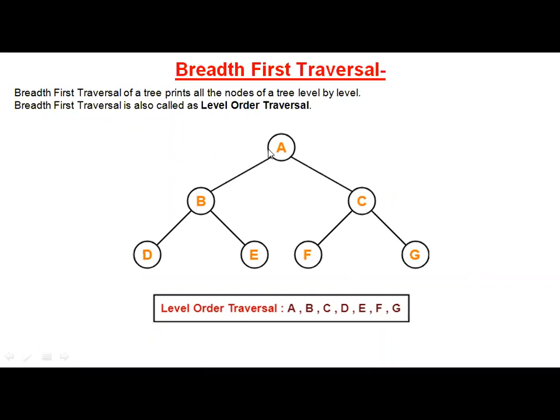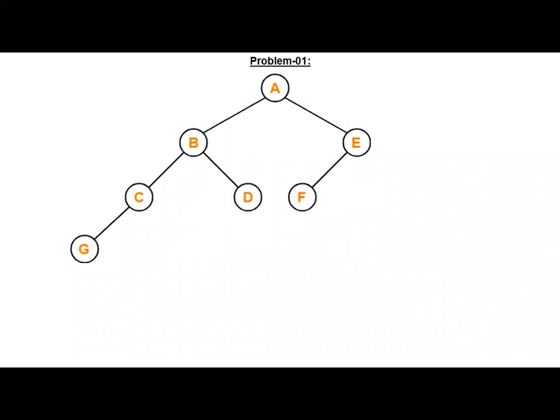Level 0 first you visit and write onto the output. Then level 1 you visit B, C, and write. Then the next level D, E, F, G, you write. This is nothing but level order traversal, or you can call it breadth first traversal. Clear? Level by level, you go on writing the nodes from left to right. That is level order traversal or breadth first traversal. Now, first problem.